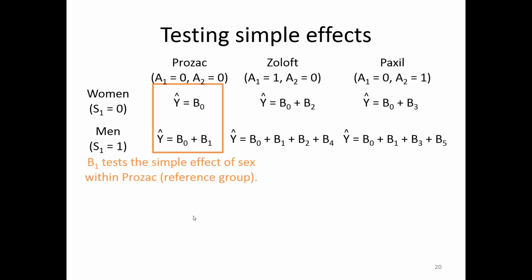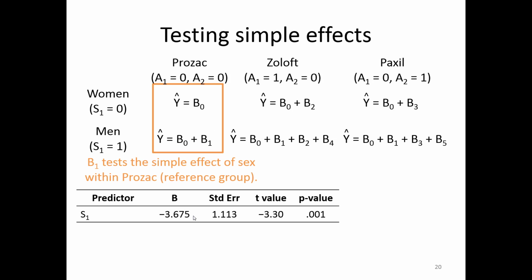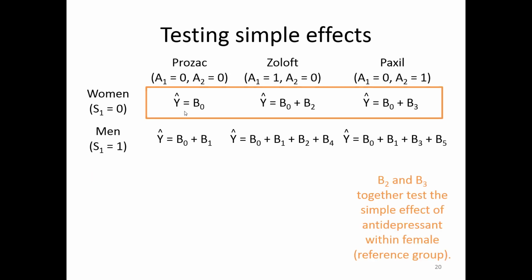Okay, so B1 tests the simple effect of sex within Prozac, the reference group. If we look at the predictor, we labeled it S1 for sex. The estimate for the coefficient is negative 3.675, and our p-value is 0.01. So that's a significant difference within Prozac.